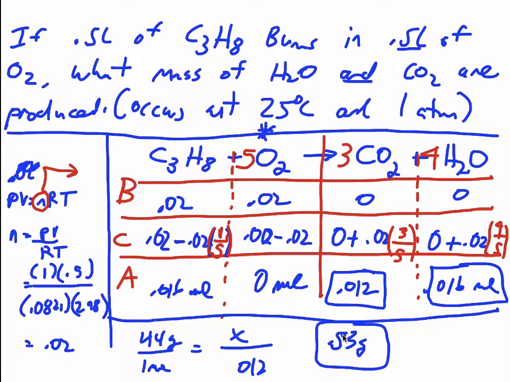If I did the same calculation for water, let's do it down here. 18 grams per every 1 mole water, x grams, 0.016, cross multiply, 0.016 times 18 equals 0.28 grams. Okay. So I encourage you guys to write this down and pause the video, do it, and see if you get the same answer.